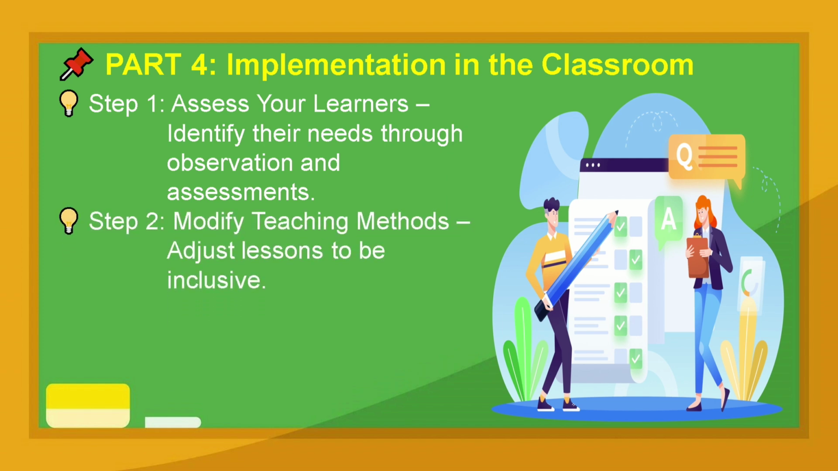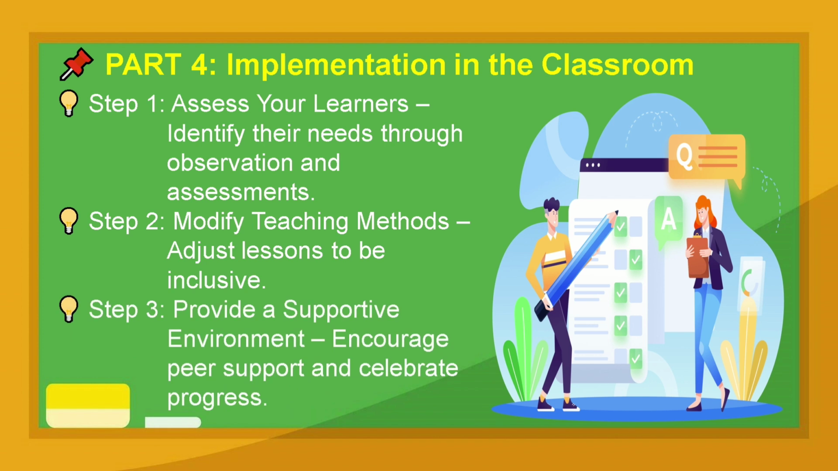Step number 2. Modify teaching methods. Modifying teaching methods means adjusting how lessons are taught to match students' different learning needs. In an elementary classroom, this can involve using visuals, hands-on activities, or group work to make lessons more engaging. For example, if some students struggle with math concepts, a teacher might use counting blocks or interactive games to help them understand better. This way, every child can learn in a way that suits them best.